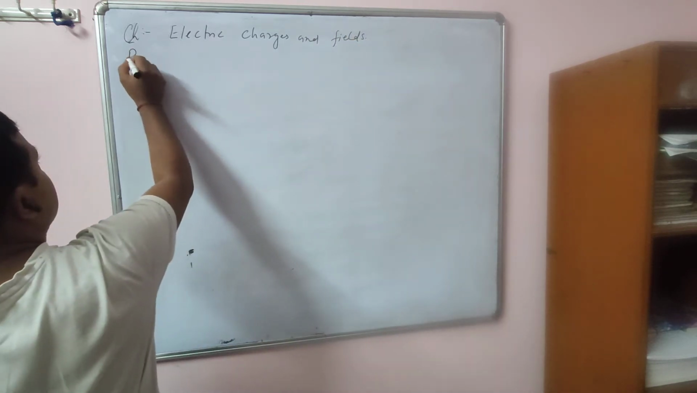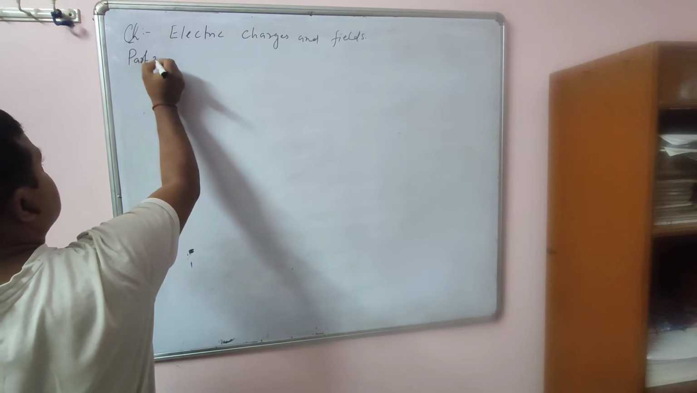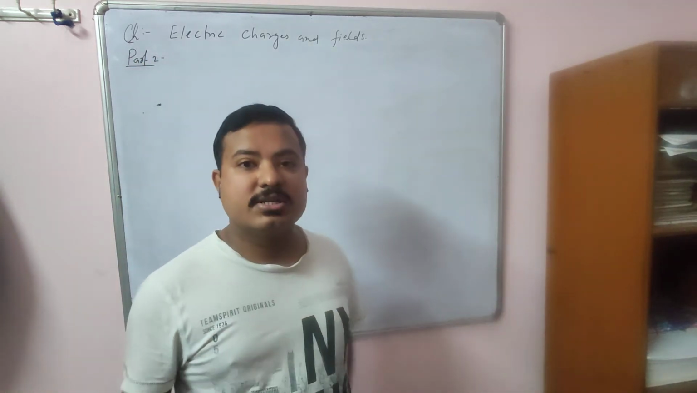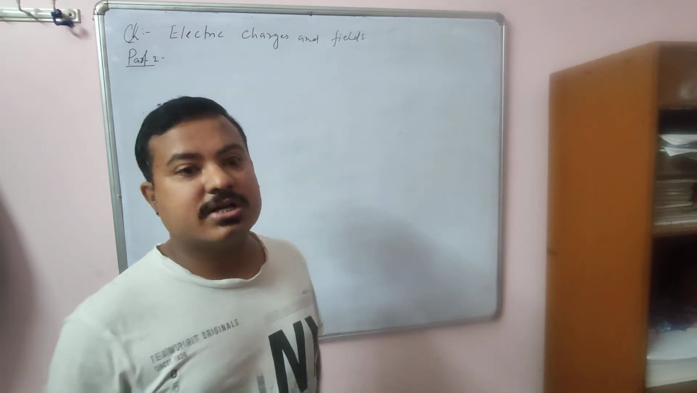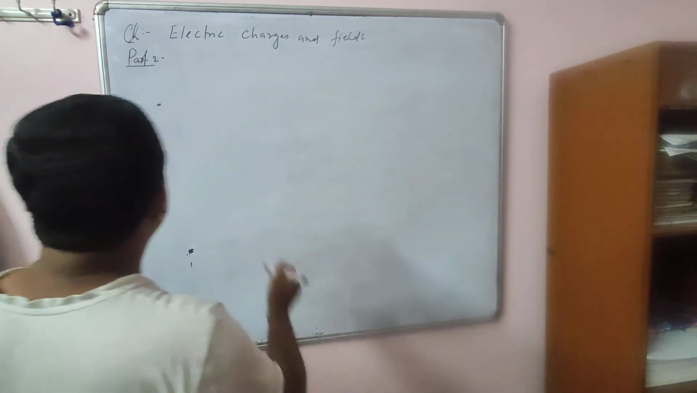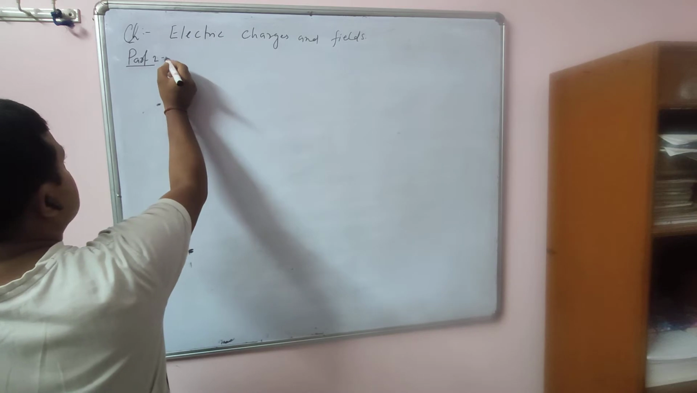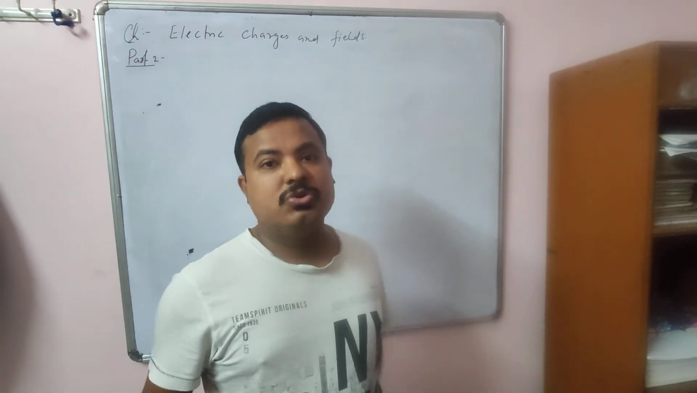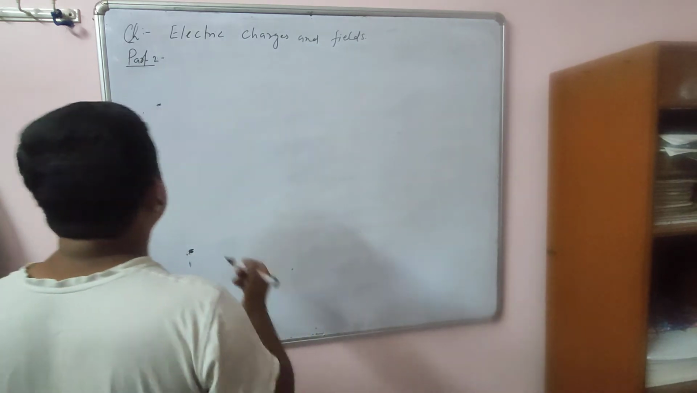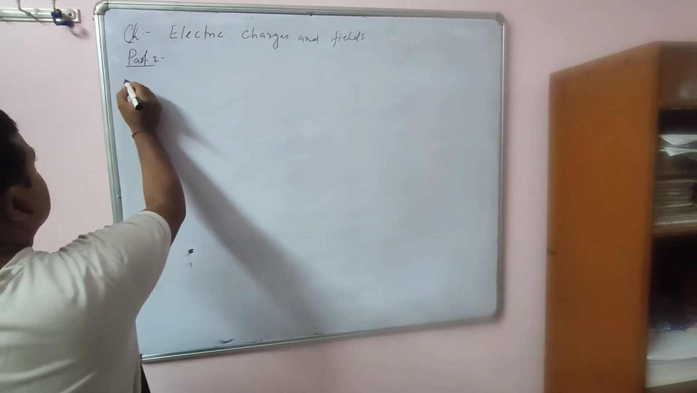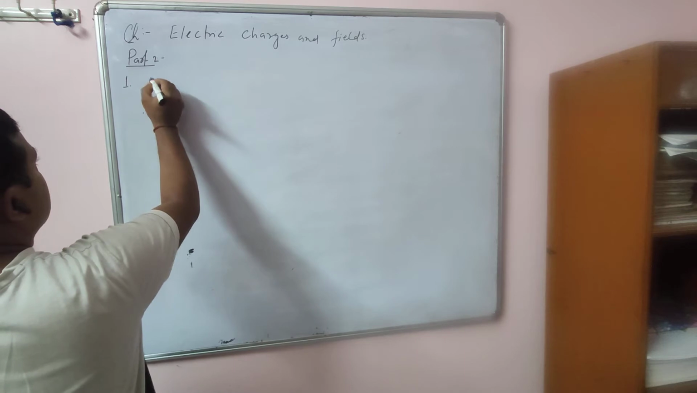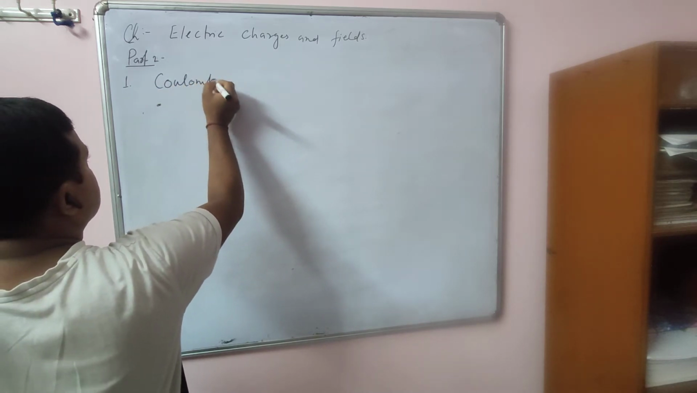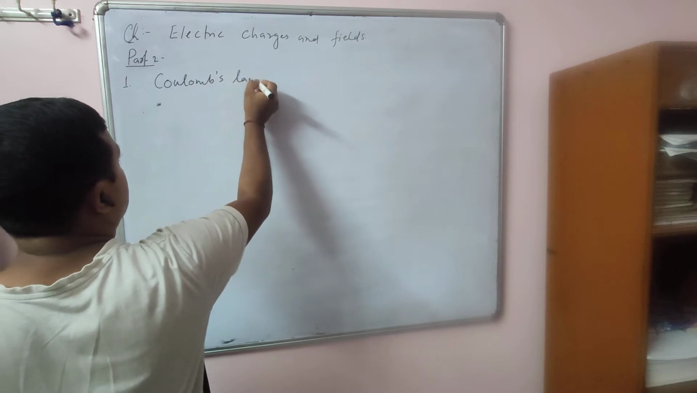The second part. In the first part I discussed electric charges, the properties of electric charges, and the ways to charge a body. Now here I will discuss the electrical force between two charges, or multiple charges. First we discuss Coulomb force, or Coulomb's law.